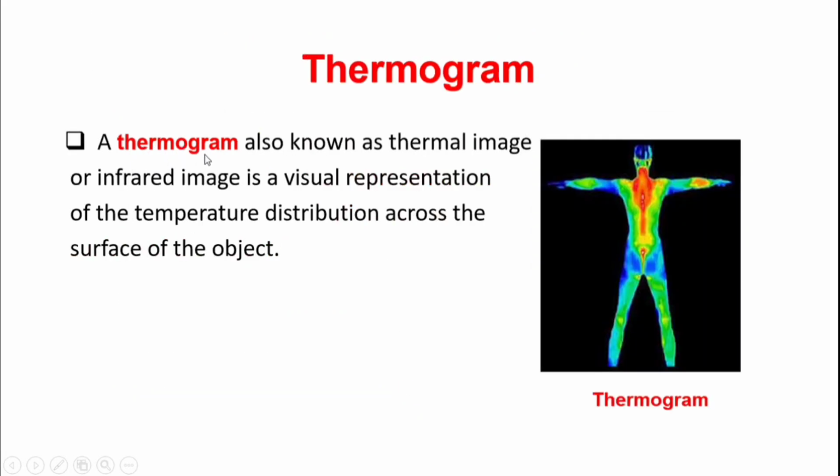This thermogram, also called a thermal image or infrared image, is a visual representation of the temperature distribution across the surface of the object. Observe the sketch: the human body emits infrared radiation at room temperature, and these different color codes represent the temperature distribution on the surface of the object.